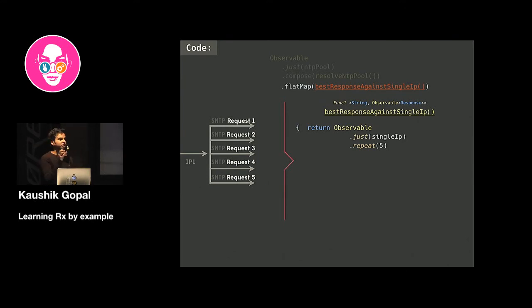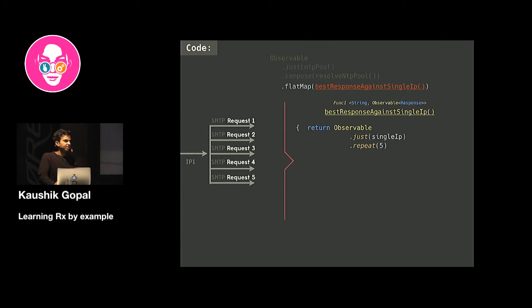This is, again, where we get into some of the really cool operators. I have the single IP address inside this method where I call just on. So I've gotten an observable. And this is the power of Rx. What I'm doing is saying repeat, which is an operator, and I specify the number of times.